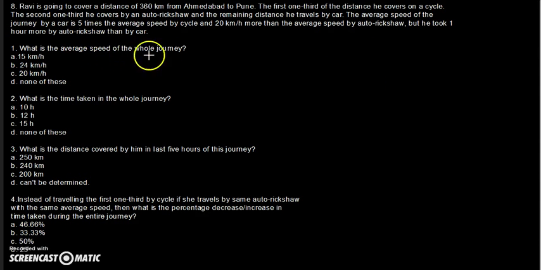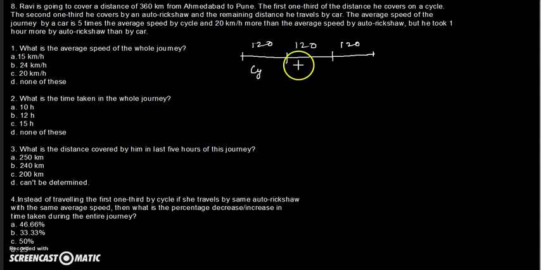What is the average speed of the whole journey? As you see, the entire journey of 360 km is equally divided into 3 parts, 120 kilometers each. First one he covers on a cycle, the second one by an auto rickshaw, and the last one by a car. And there is a relation given between the speeds of these transport modes.